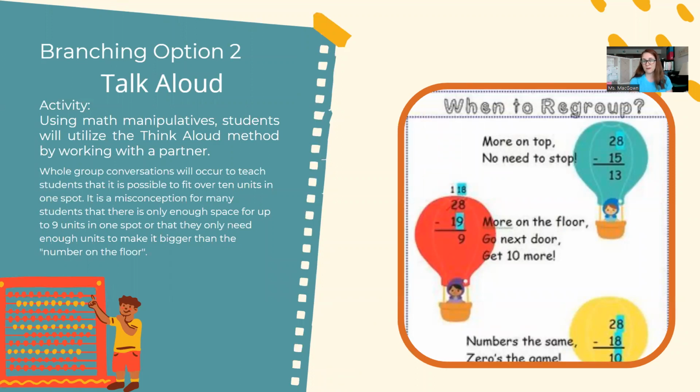So here's a poem I like to use. More on the floor, go next door and get 10 more. Now, one of the problems that I do see with some of my students who do struggle with number sense is that they don't understand that getting 10 more does not mean bringing this 8 up to 10. We need to teach our students that adding 10 is really adding 10. There is enough room for the number 18 here.